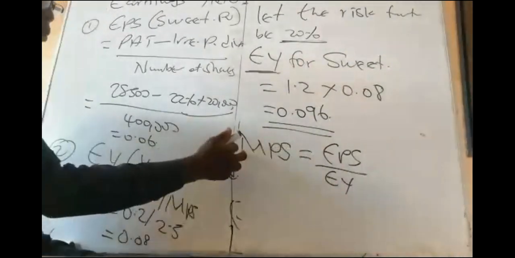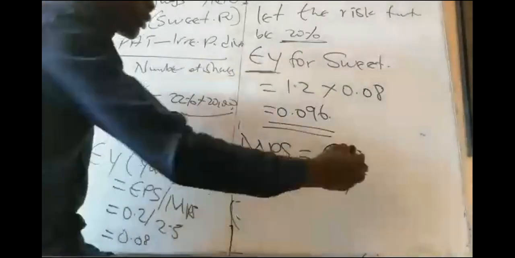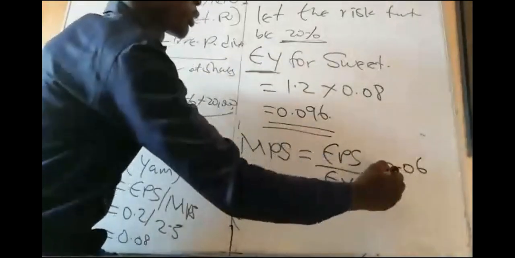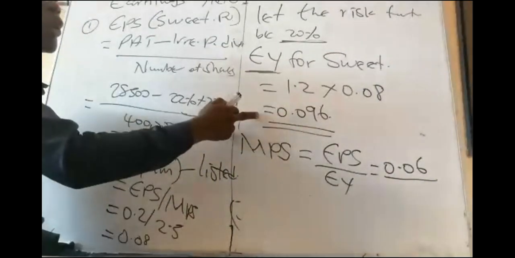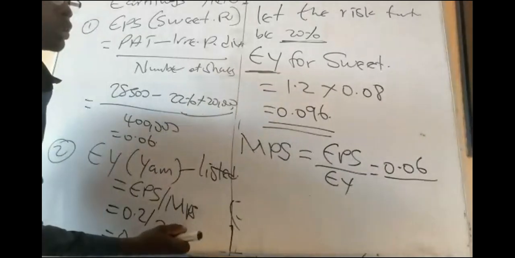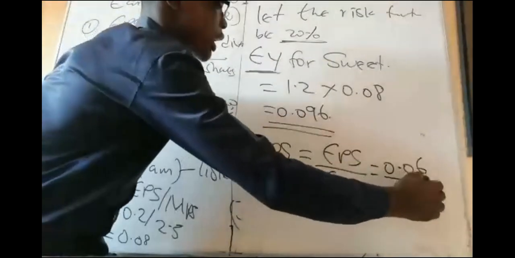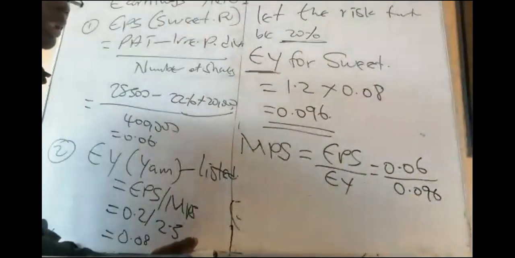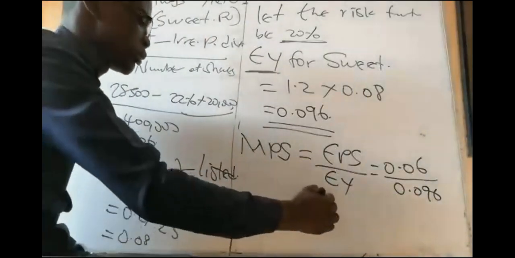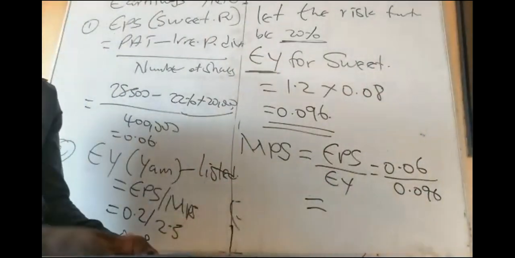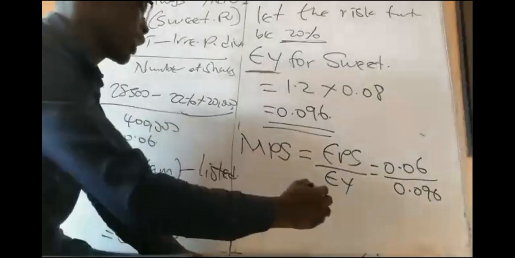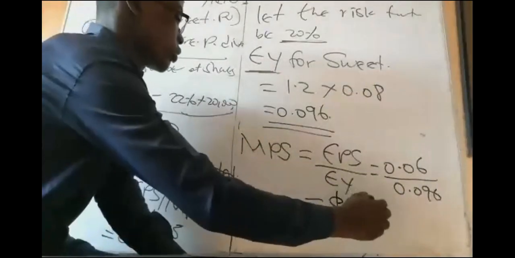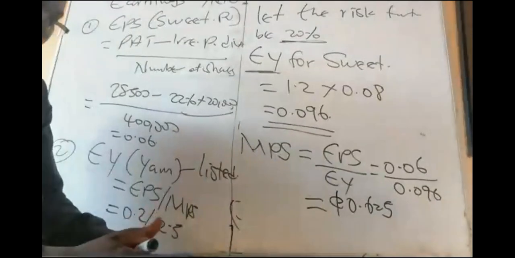Earnings per share for the company in question, we had 0.06. So that would be 0.06, all divided by the earnings yield, similar one, we had 0.096. So therefore, what will be the market price? That's the end of the game. The market price per share will be 0.625.